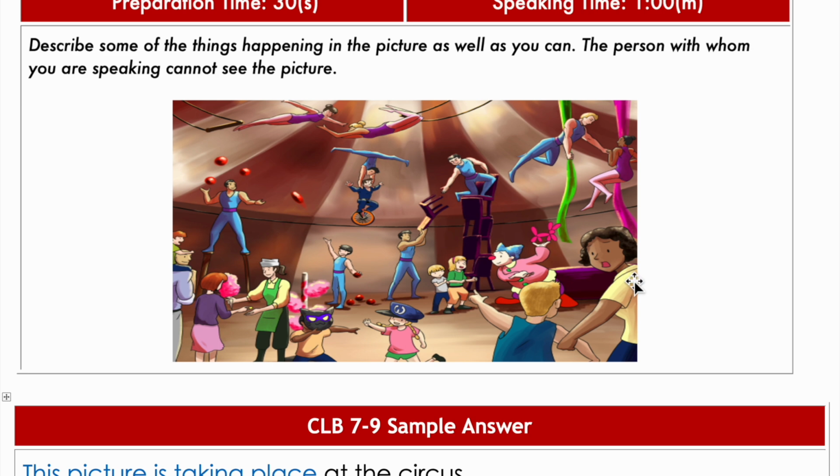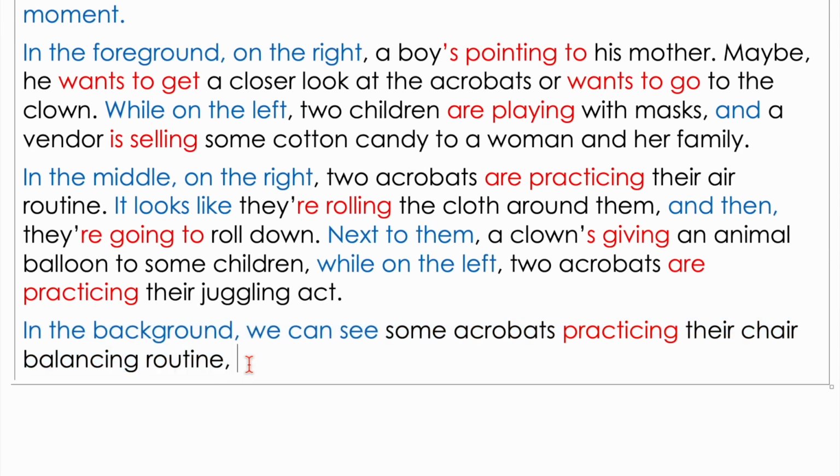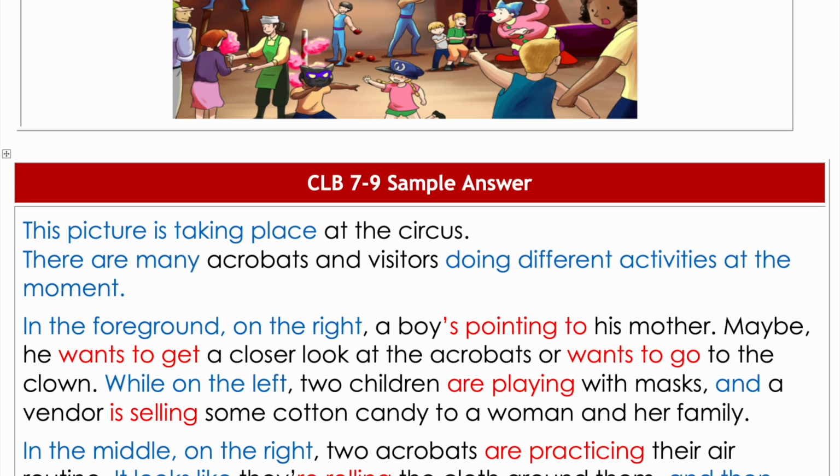Okay. Now let's move over to the background. The background. That's going to be the right way to say it. In the background, we can see some acrobats practicing their chair balancing routine. Oh, chair balancing routine over here. 2 acrobats are practicing that. And then over here, we can still get to this one. Okay.